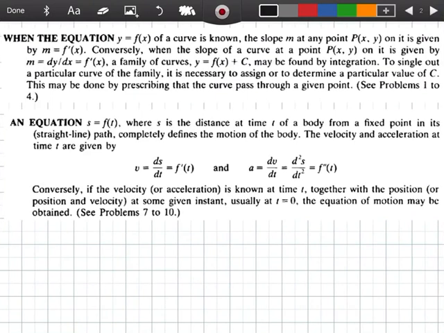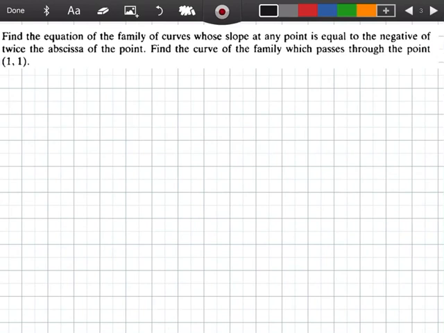Conversely, if the velocity or acceleration is known at time t together with the position of the point at some given instant, usually at t is equal to 0, the equation of motion may be obtained. This will be given in problems 7 to 10. Okay? So, let's answer problem number 1.